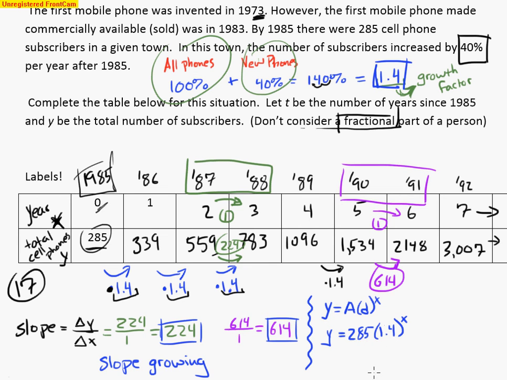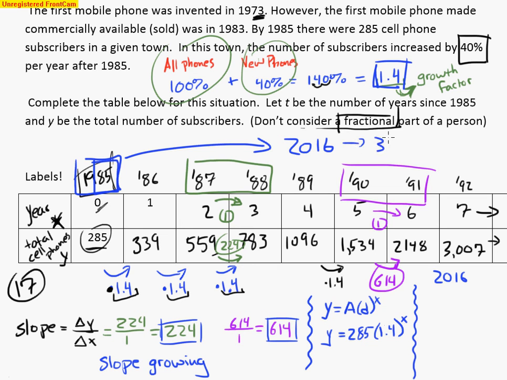To answer the final question, question number 20, I need to figure out how many phones I have in the year 2016. Well, since 1985, all the way to 2016, that is 31 years. So in this x, I'm going to put 31. So now I'm going to have 285 times 1.4 to the 31.